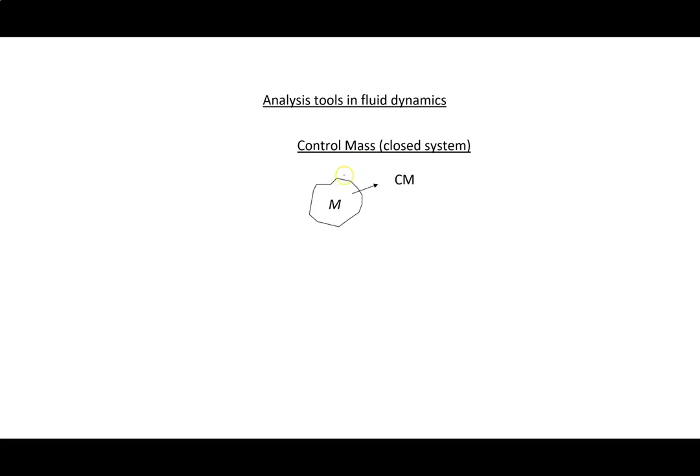So I can have an arbitrary shaped object over here. It's got a mass m sitting inside it. And this is the fixed identifiable piece of mass. That's what defines a control mass. And we'll typically use the symbol Cm for a control mass. And the edge of the control mass, or the surface of the control mass, we'll call that Cs and refer to that as a control surface.